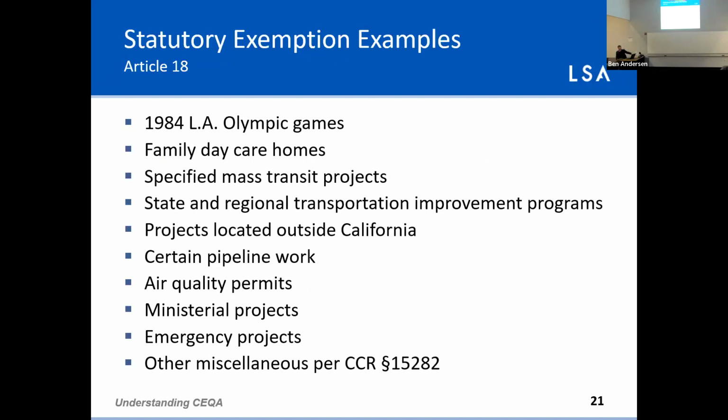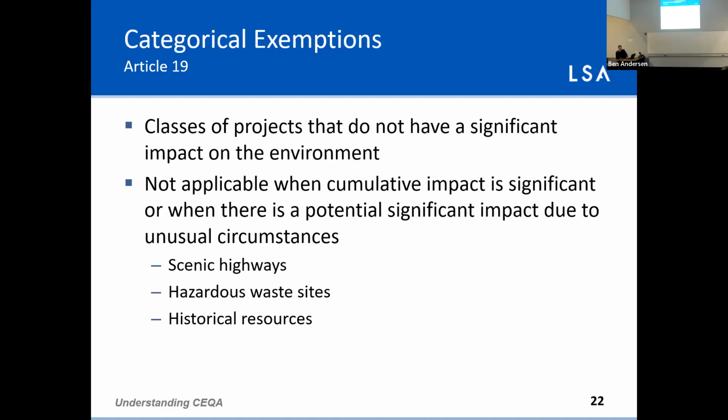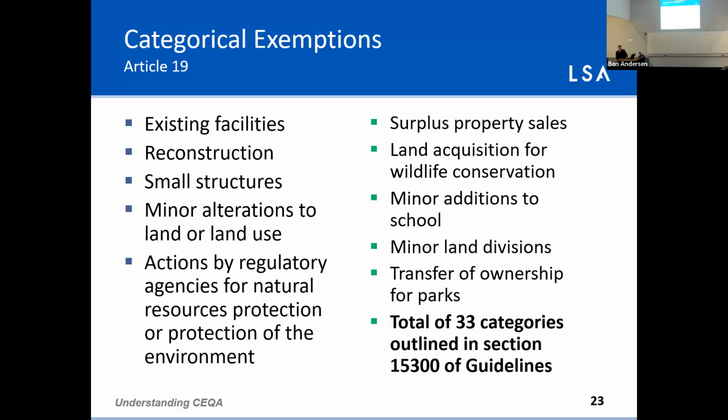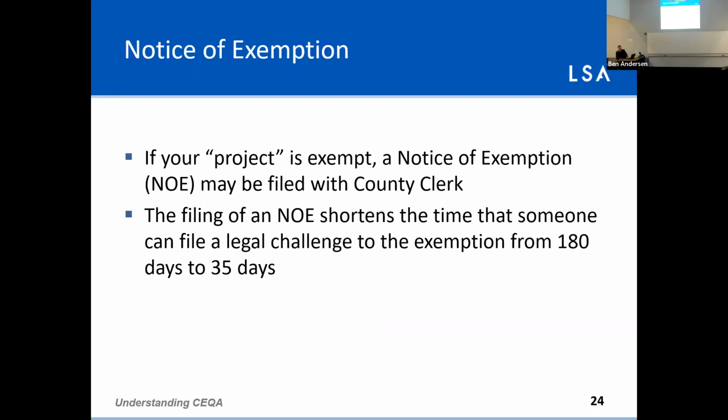I always find this interesting. The 1984 Olympics were statutorily exempt. So anything associated with structures for the Olympics in Los Angeles, don't worry, you can just build. It doesn't matter, which I thought was interesting because it's just a lot of stuff that happens. Pipelines, I've done a lot of statutory exemption pipelines. Different classifications, categorical exemptions, and lots of different kinds can be used.